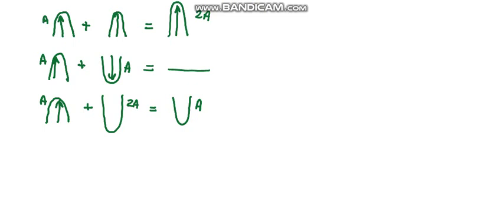If we have a wave in the positive direction 2A and another wave in the negative direction A, the resultant would be in the positive direction A.